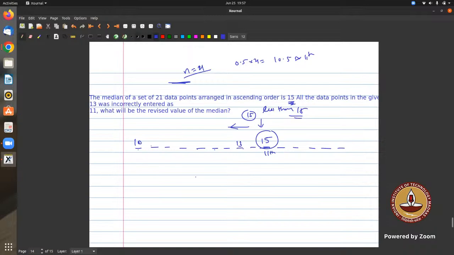So 11 can be changed to 13, or 11 can be changed to 14 also, it doesn't matter, right? Or maybe this value also doesn't matter. This 11th value will not change. The 11th value will change only when this 15 is changed to some other value. That means the median remains the same, that is 15 itself.